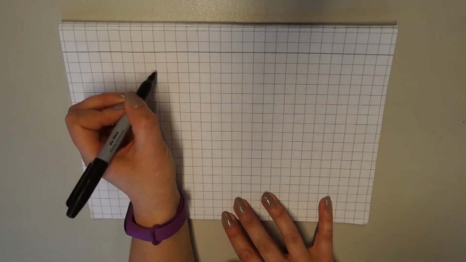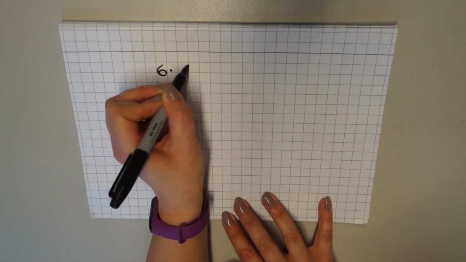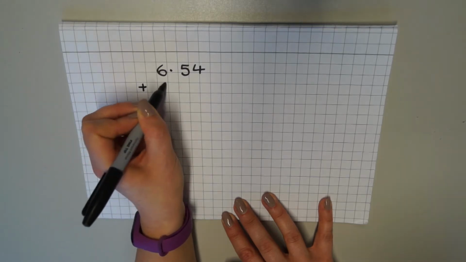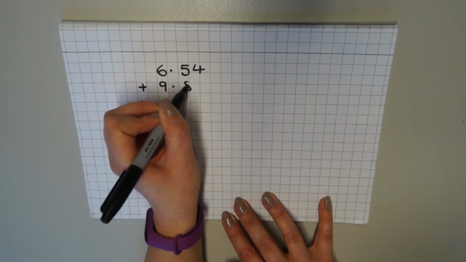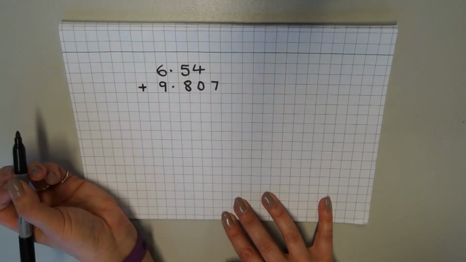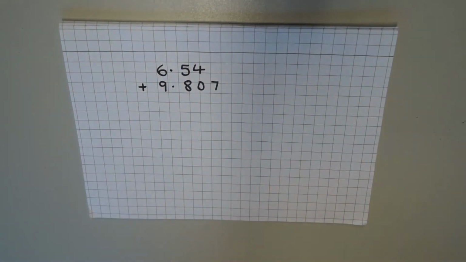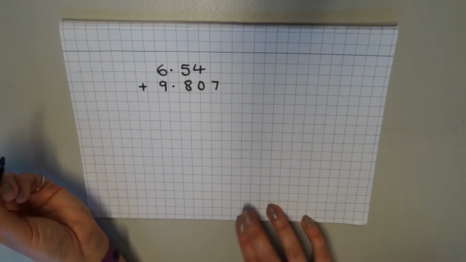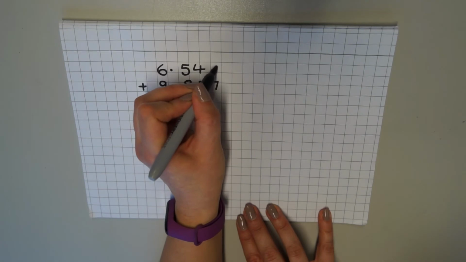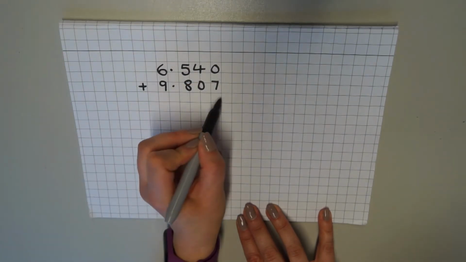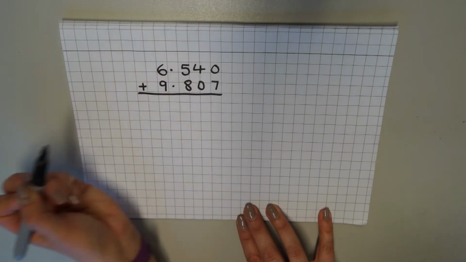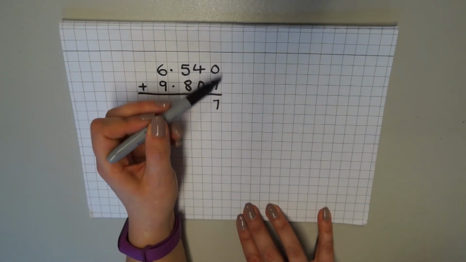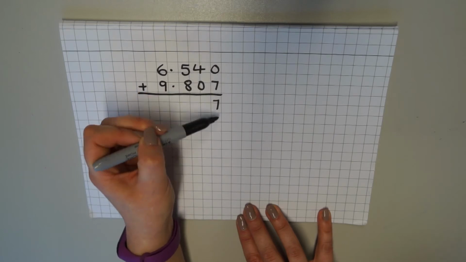So I'm doing 6.54 add 9.807, and you will notice that I have lined up my decimal points and each of my digits. I'm going to fill in this gap with a 0 so that I can see exactly what is going on with my calculation. 0 plus 7 is 7 because we always start on the right hand side of our additions.